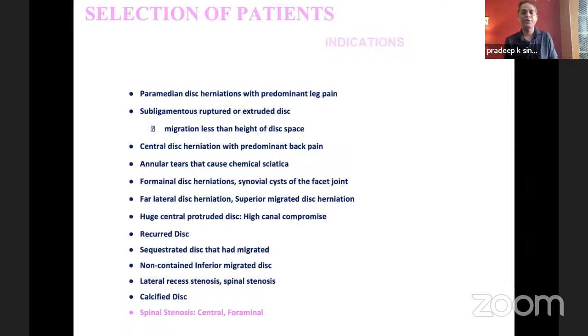So, indications. This is an important slide. What are the cases where you should do transforaminal and what are the cases where you should do interlaminar? In my view, interlaminar can be done for everything except far lateral, and transforaminal can be done for everything except absolutely central disc. All types of pathologies can be dealt with. For pain management, like central disc herniation predominantly with back pain, annular tear, which will cause chemical sciatica, you need to understand the pain generator, where the pain is coming from, and then you have to see the surgical anatomy and the anatomy of that particular patient, and you have to choose the procedure, whether it would be transforaminal or interlaminar.